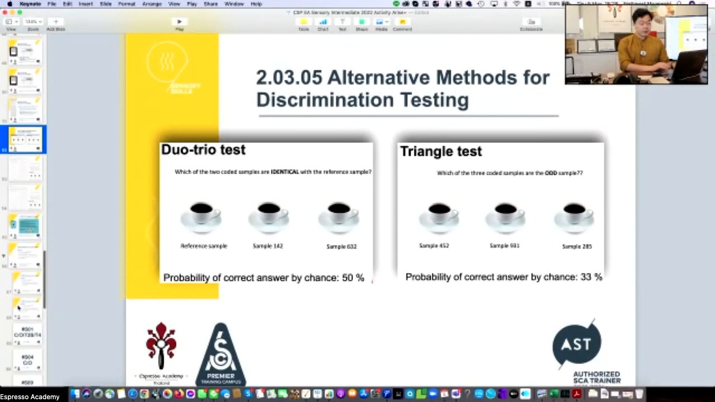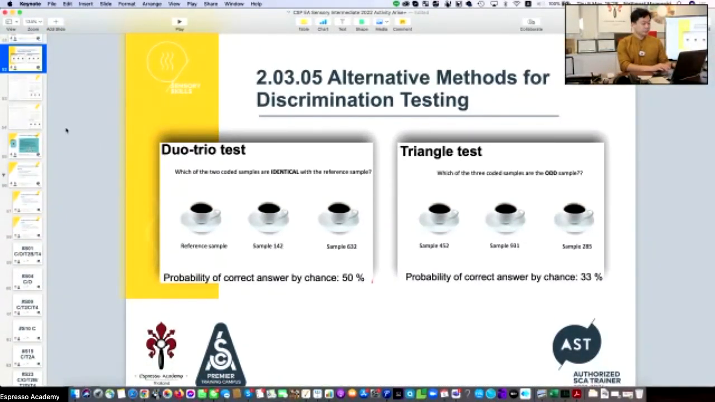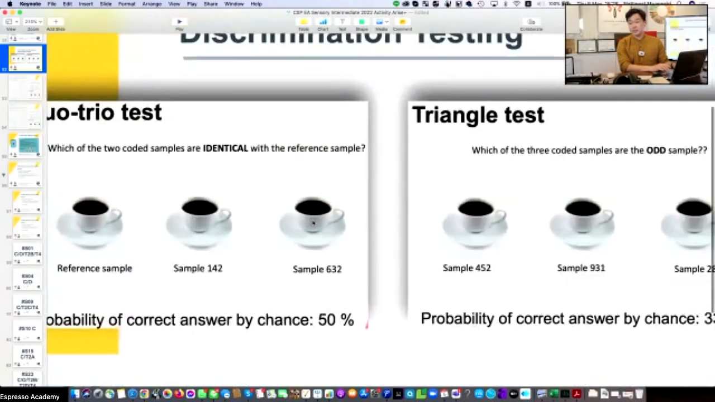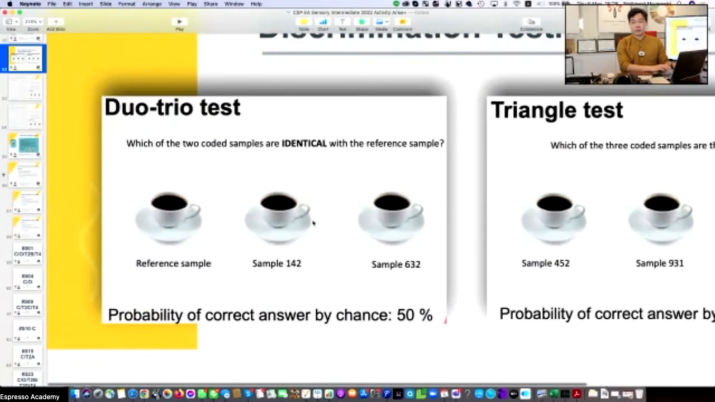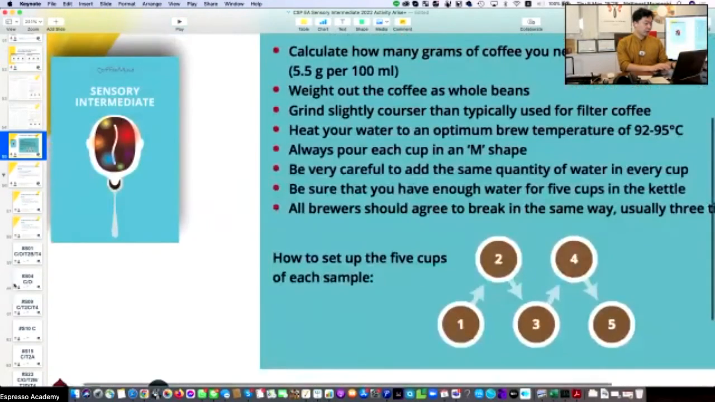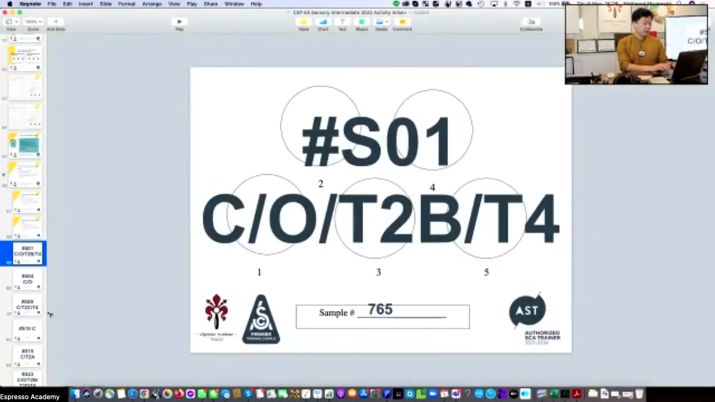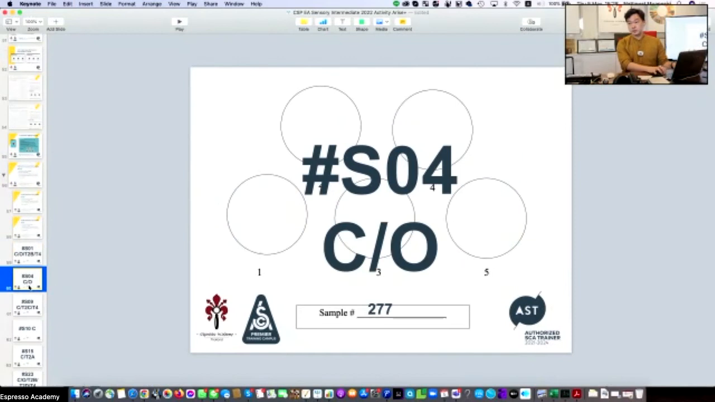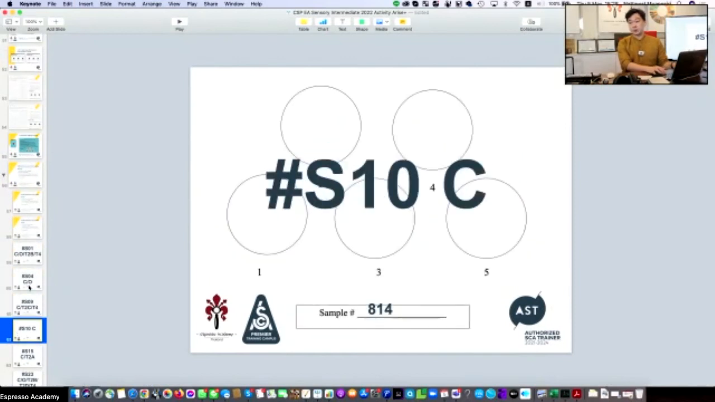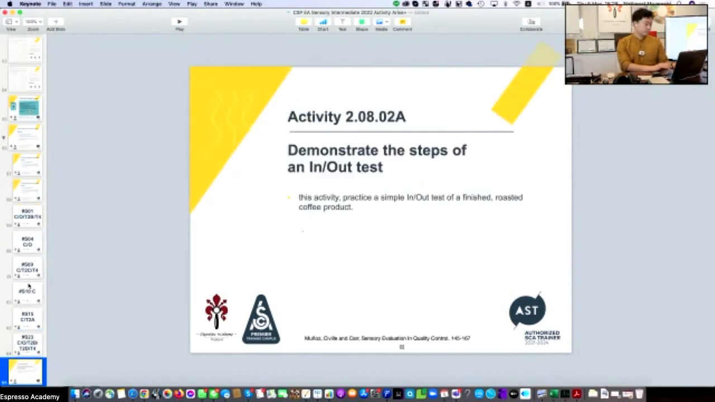Then if we have time, we will start to do some of the in or out coffee. If it's same or is it different, duo or trio test. Okay, find the difference, duo or trio. Then we do cupping. When we do full cupping, it will be a lot of coffee. Coffee number 1, 2, 3, 4, 5, and 6. So that is a lot of work next week.